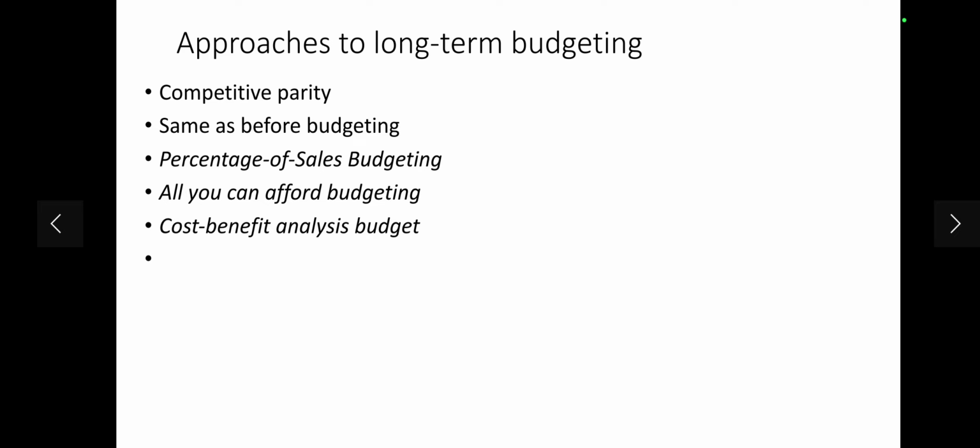Same as before budgeting is another type of deciding on how much budget you would need. Same as before basically means same as before. So last year we used this, so this year too we are going to use about that same figure.